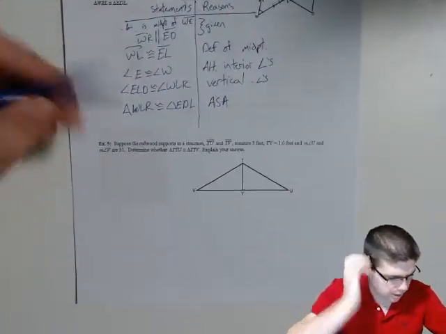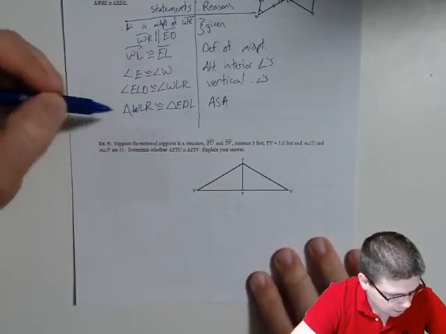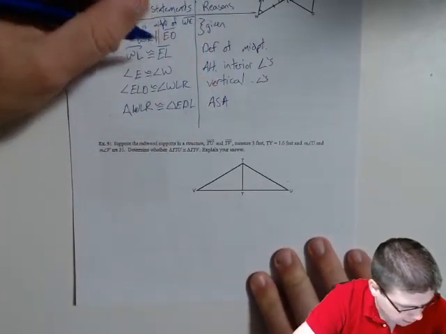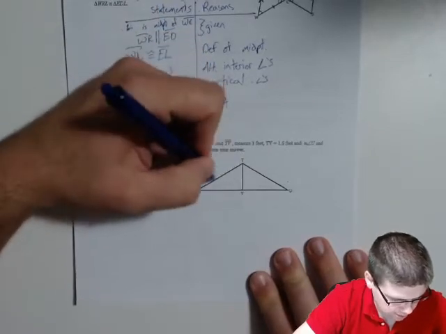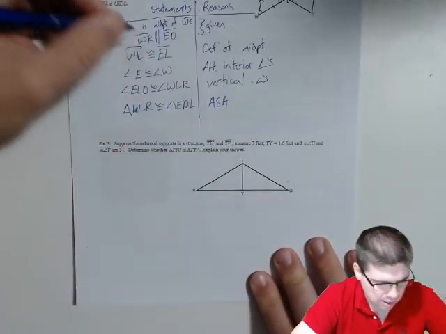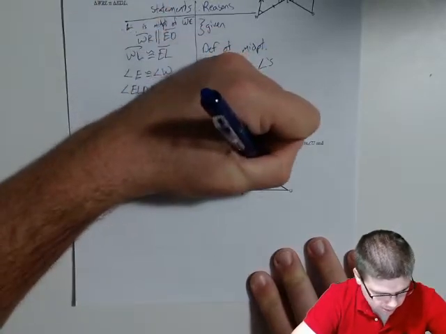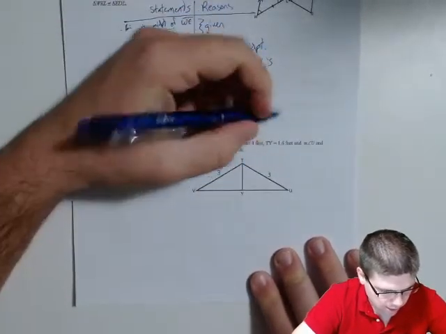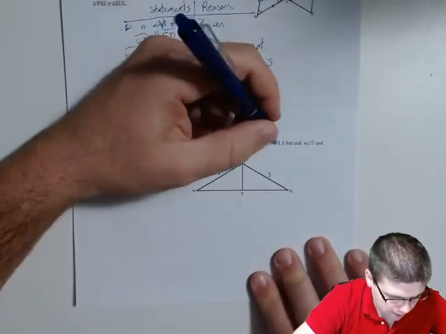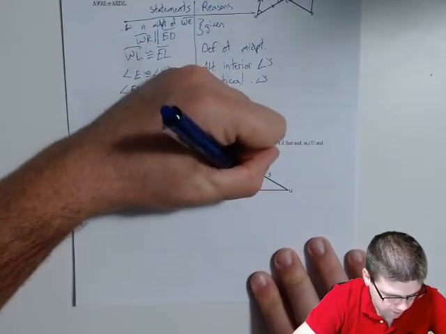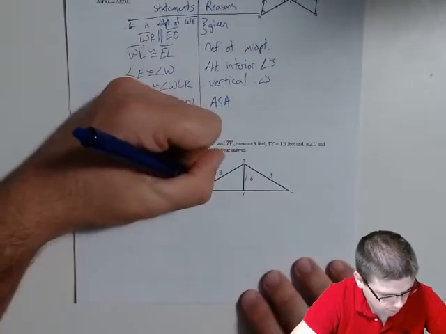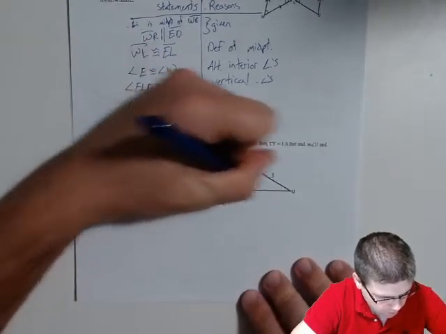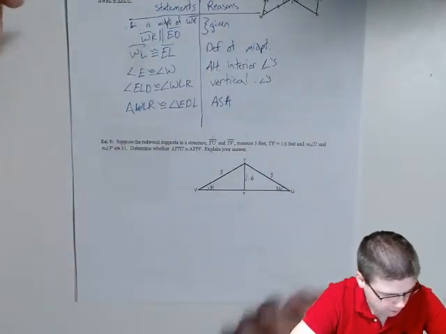All right, last one here. Suppose that the redwood supports in a structure TU and TV. So TU and TV measure 3 feet. So those are both 3. And TY is 1.6 feet. And the measure of angle U and V are 31. So this measure is 31, and that measure is 31 as well.